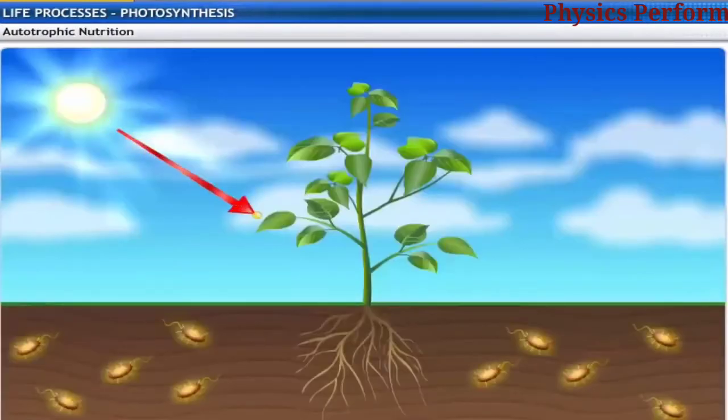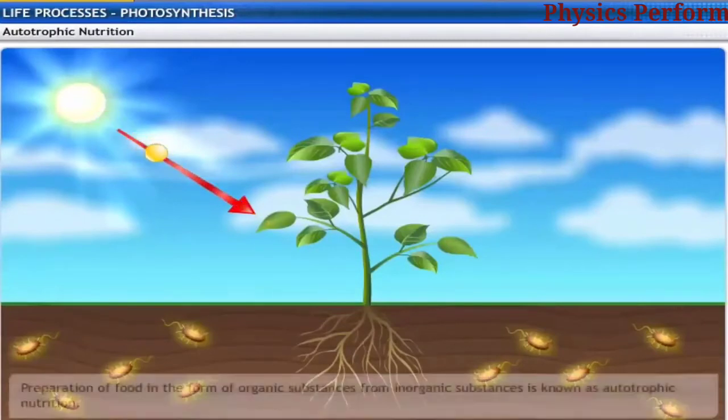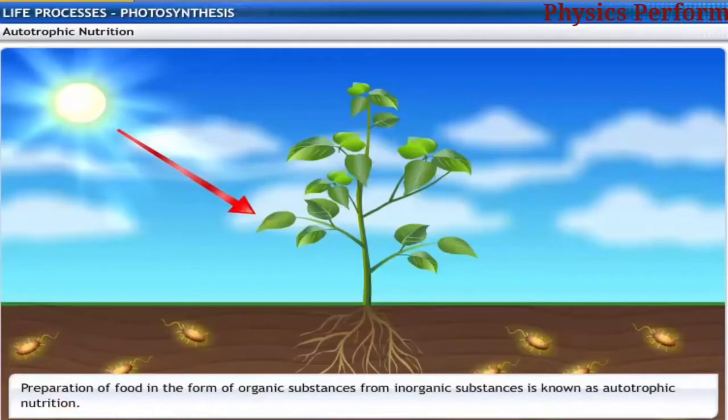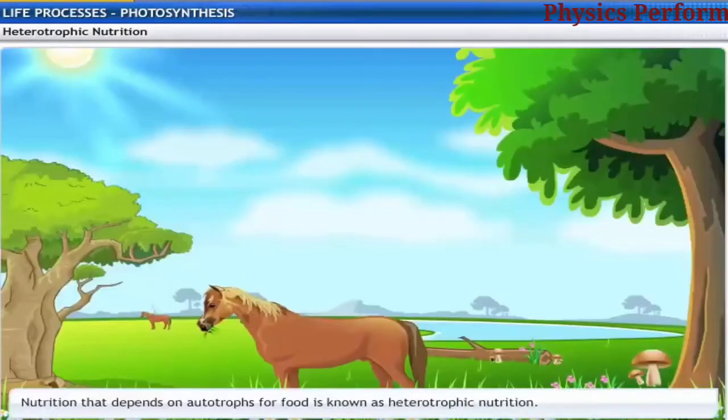Plants and a few bacteria use inorganic substances to prepare their food in the form of organic compounds. So they are called autotrophs. The process of nutrition in autotrophs is known as autotrophic nutrition. Fungi and animals cannot prepare their own food and directly or indirectly depend on autotrophs for their food. Such organisms are called heterotrophs, and the process of nutrition in heterotrophs is called heterotrophic nutrition.